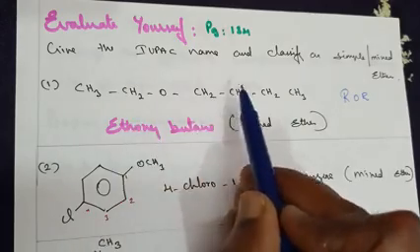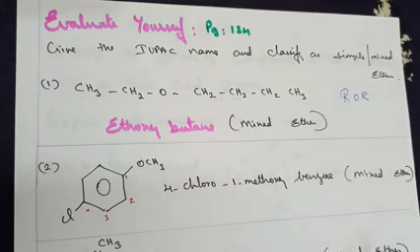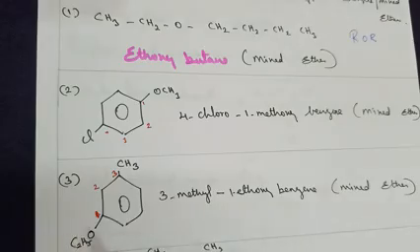Now on either side there are 2 different types of alkyl groups. Hence it's called a mixed ether. Answer is so small. Second question, again the structure is given to you.